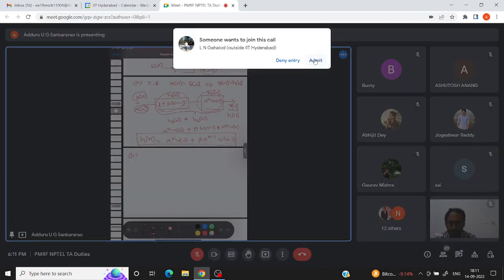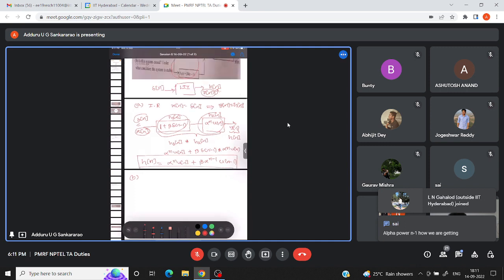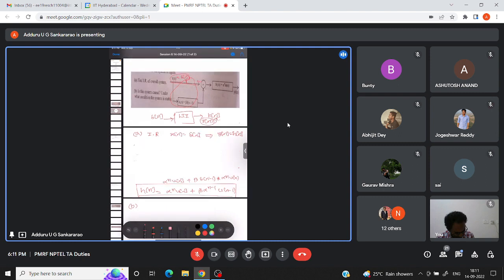H3 of n. Actually, let me write this like this. While writing, I made a small mistake here. See here, instead of x of n, we are giving del of n. So what we get overall here is not 1, it is actually del of n. So when del of n is given as input, this is del of n plus beta del of n minus 1.